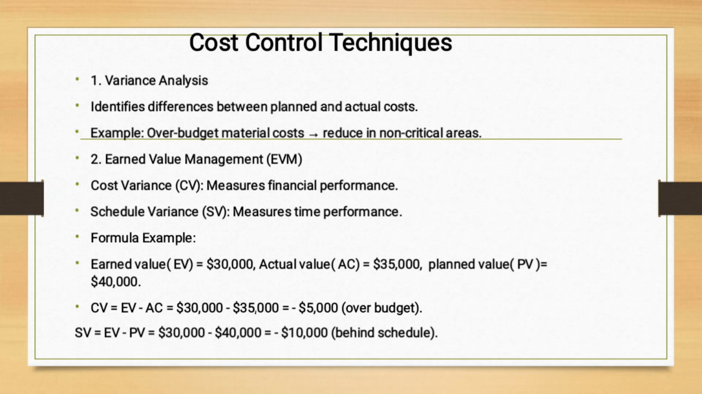From there, we have schedule variance. Schedule variance is found by subtracting planned value from earned value: $30,000 minus $40,000, and the answer is minus $10,000. That answer is telling us that the project is behind its schedule.